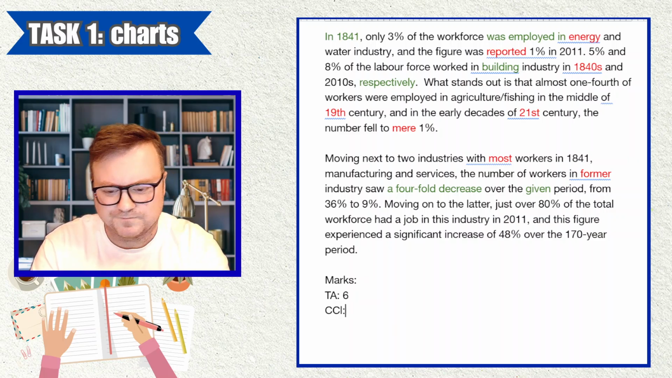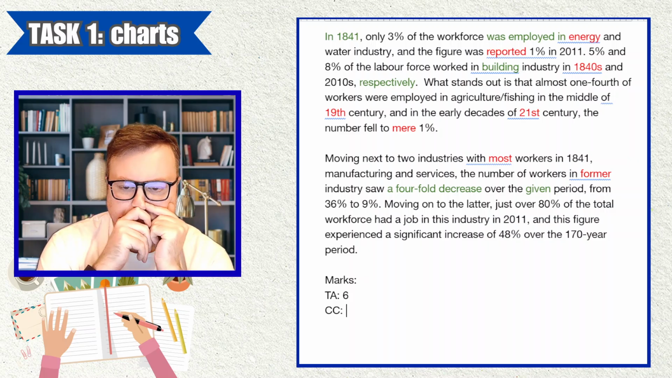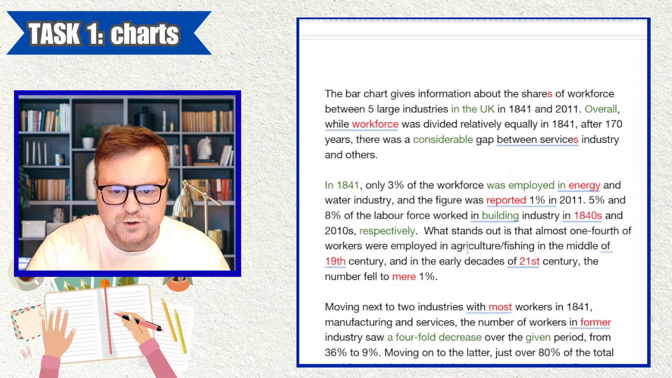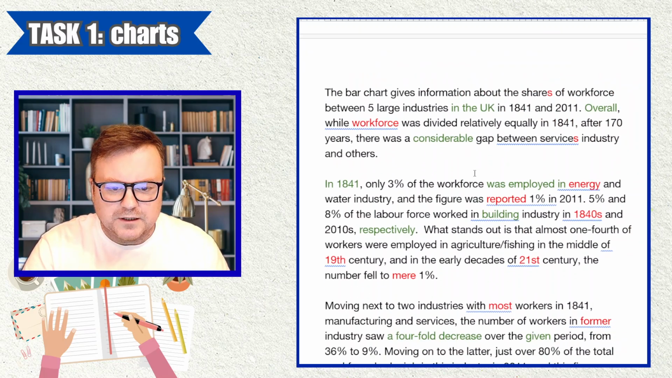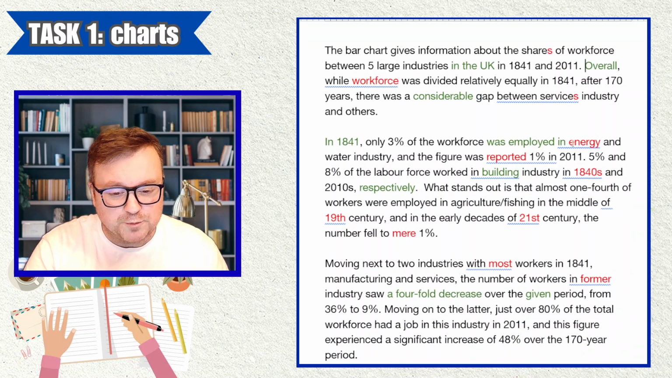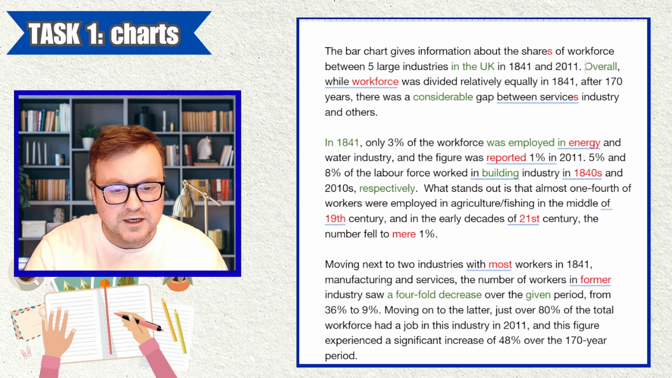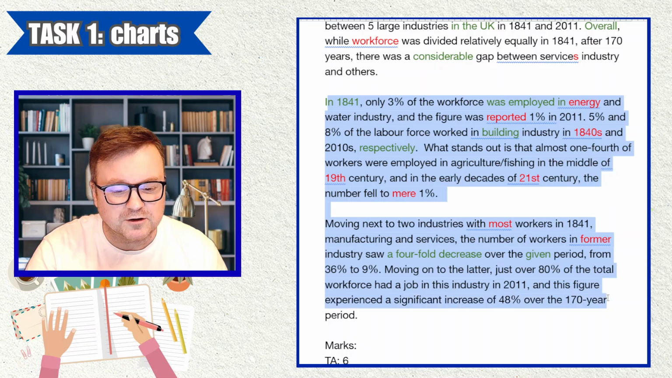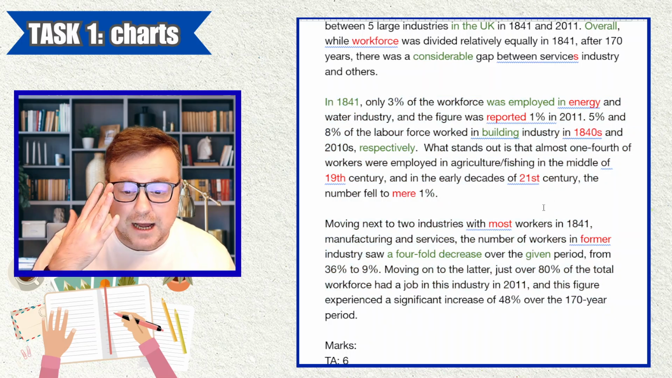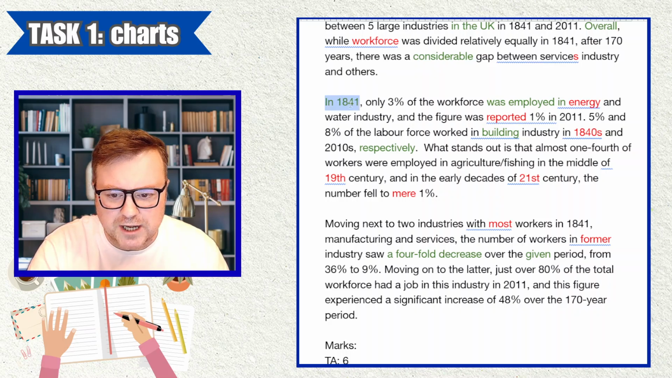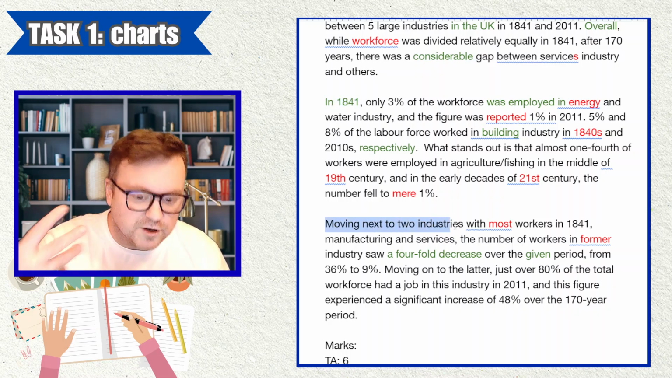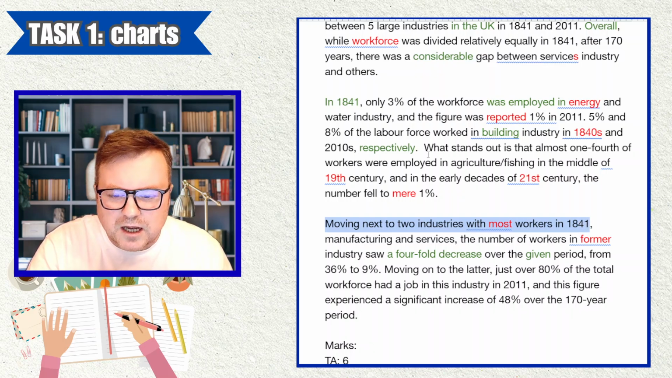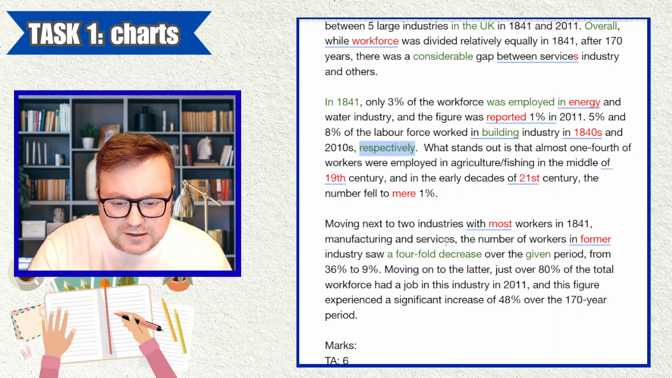Coherence and cohesion. Okay, what do we have here? Paragraphing is, like I mentioned before, paragraphing isn't appropriate. The way the work is organized with the information given in the overview compared to the information in the body paragraph, that's not overly logical. However, we do get nice signposting language in 1841, moving to the next two industries, fine. We get this respectively. We get some former and also latter. That's good cohesion.